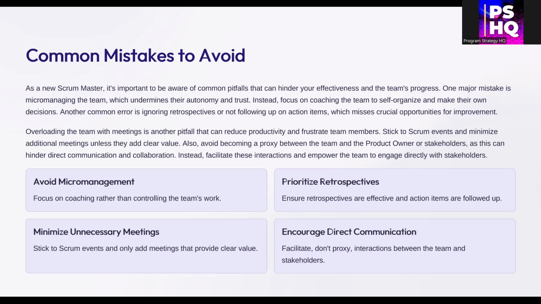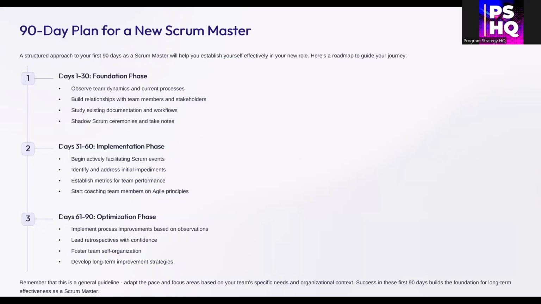Now that we have talked about what not to do, let's get strategic. Here's your 90-day roadmap for success as a new Scrum Master. Let's break your first 90 days into 3 actionable phases. Day 1 to 30, the next 2 months, and the next 1 month.